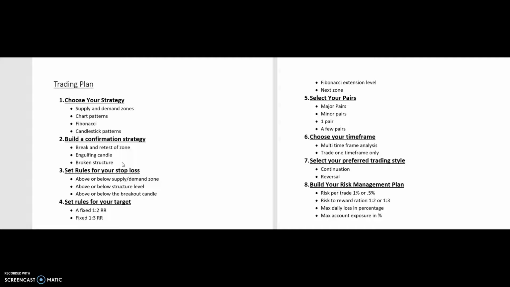So always be adaptive. Know when to, and this goes into build your risk management plan, know when to stop. Know when to cut your losses. Know when to admit you're wrong. You got to be able to admit, I was wrong.